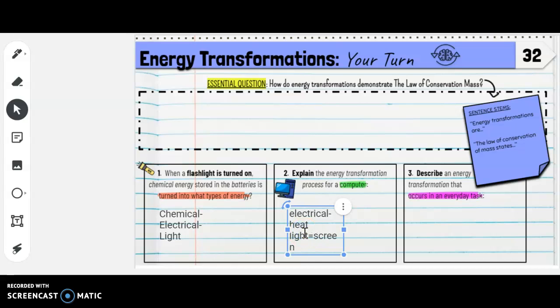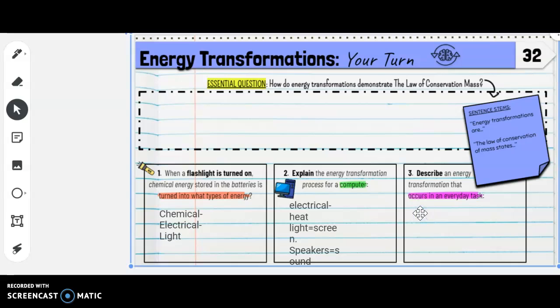So we'll type in speakers, and that gives us sound energy. And our last one, describe an energy transformation that occurs in an everyday task. So one that comes to my mind, well, you guys don't use your cell phone much in class, but I think of a cell phone.